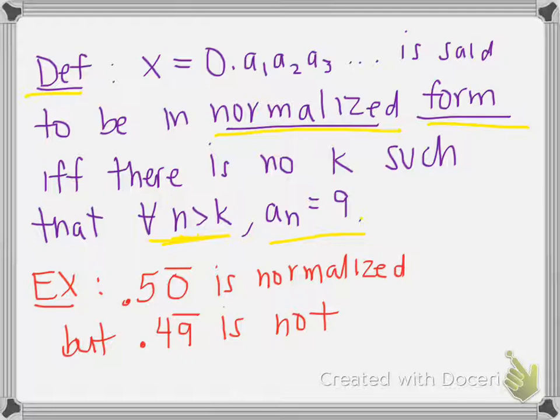All right, but anyways, hopefully this example makes sense though, right? So 0.5000, that's 0.5 with zeros repeating. This is 0.49 with nines repeating. That's not normalized, okay? Because that 9 is on the end. So again, this definition is saying no k such that for all n greater than k, a sub n is equaling 9. Okay, so 9 is not that last digit.